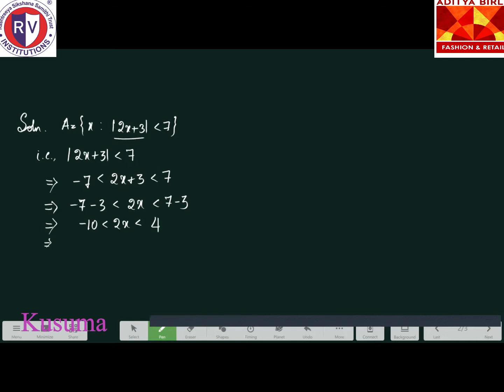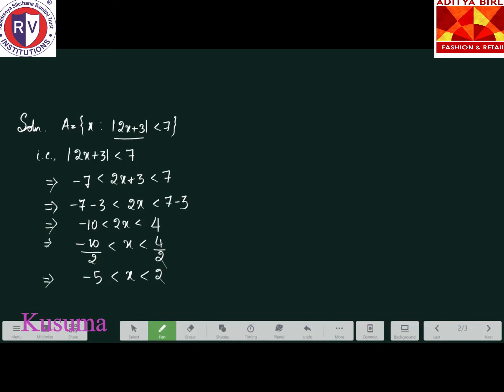Now, I will take this 2 to the entire side. That is, this will be 10 by 2 less than x less than 4 by 2. Let us solve this. So here it is minus 5 less than x less than 2. So according to this given condition, the equivalent condition is minus 5 less than x less than 2. But this is not among any of the options. We have to see which of the options will be right here.